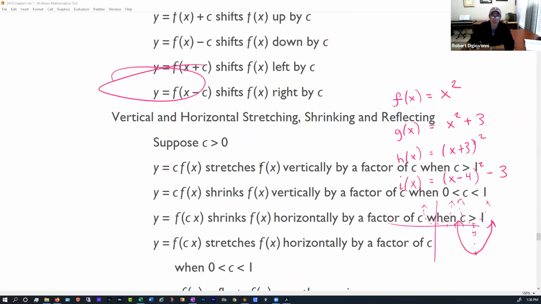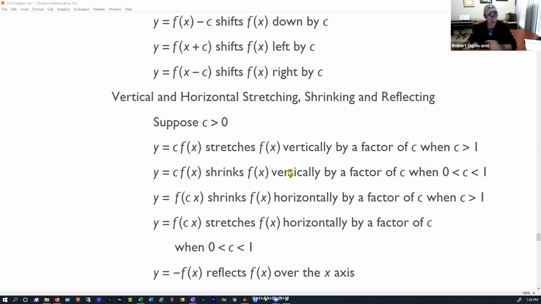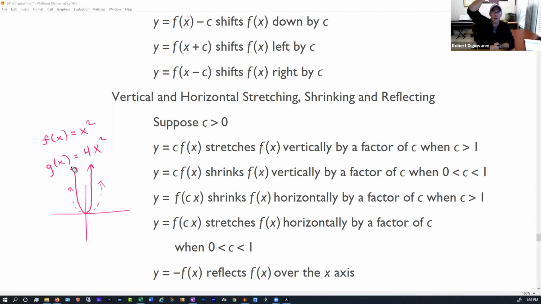And then we can also stretch them or flip them over by multiplying them by a number. The example of this would be, let's go with x squared again, because it's the easiest one to work with. If I instead ask you to do 4x squared, since 4 is a number bigger than 1, it's going to stretch it vertically. So instead of looking like this, that's x squared, it's going to look more like this, just pulled vertically.